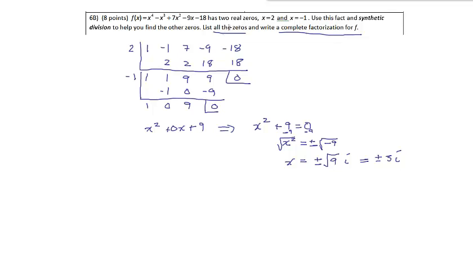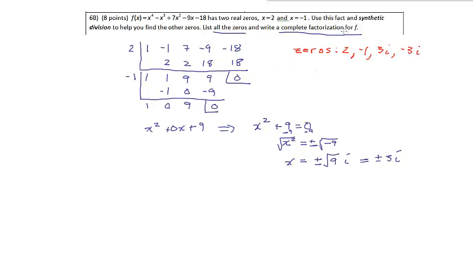So our list of all zeros was, well, what we were given, 2, -1, 3i, -3i.